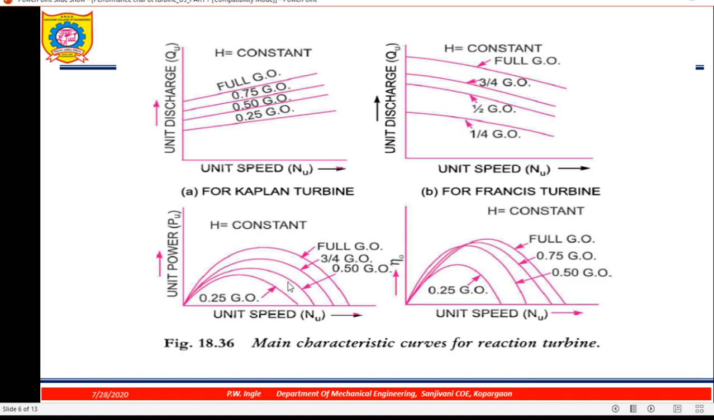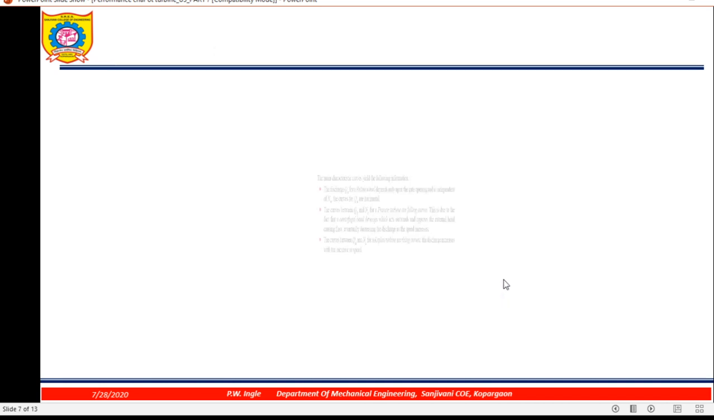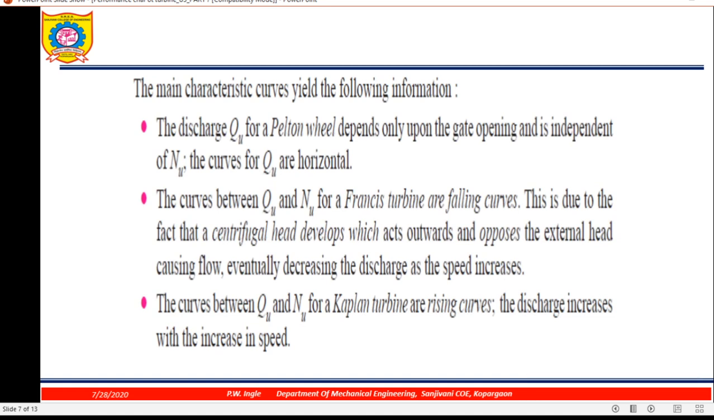So the efficiency curves you can see are like this. Sorry, power, and this is for overall efficiency. This A is for the Kaplan turbine, and this is for the Francis turbine. Similarly, this is for the Kaplan turbine, and this is for the Francis turbine. Now I read the statements. The main characteristic curve tells the following information.